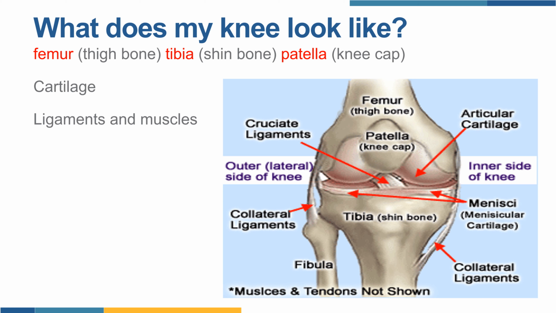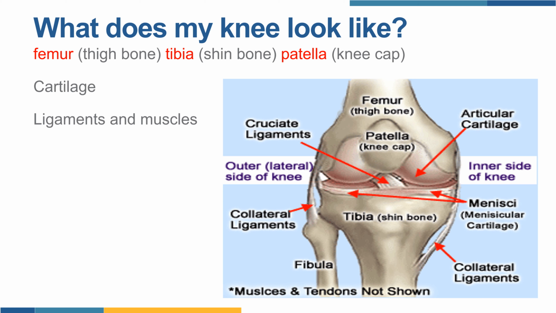The thigh bone is called the femur and the shin bone is called the tibia. The kneecap or patella is the third bone in your knee. It rides up and down the front of your knee as you bend and straighten it. The ends of the bones are covered with smooth cartilage. This cartilage protects the bones and allows for smooth motion between them. Between the two bones are two menisci. They work as shock absorbers.